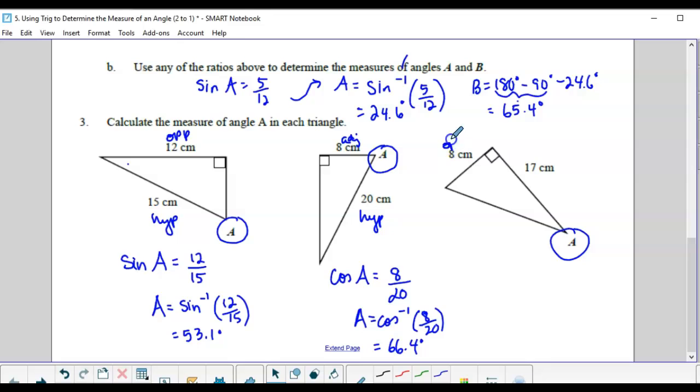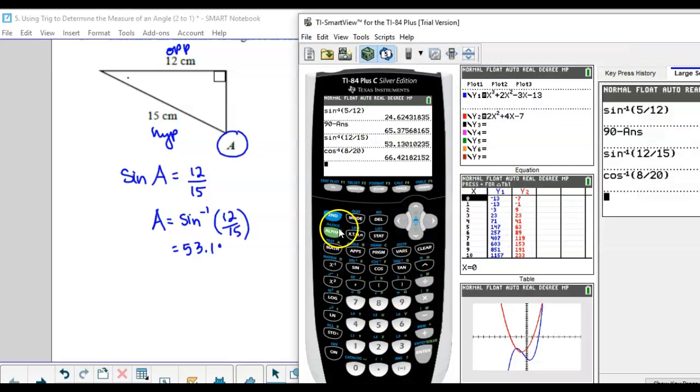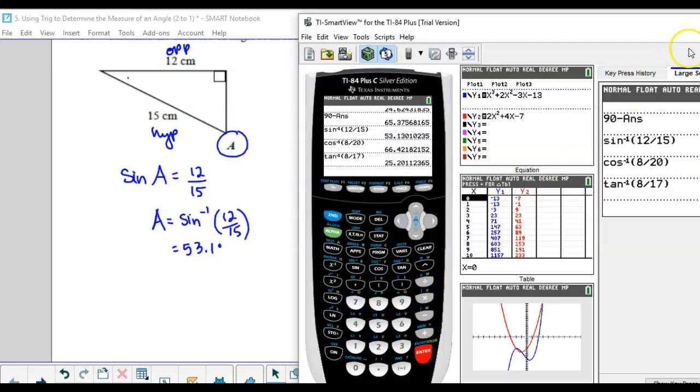Okay. Next one, here's angle A. Then this is opposite and this is adjacent. Okay, so that's tan. So tan of A is opposite over adjacent. So the angle will be the second tan of 8 over 17. And so that's going to be second tan 8 over 17, 25.2.